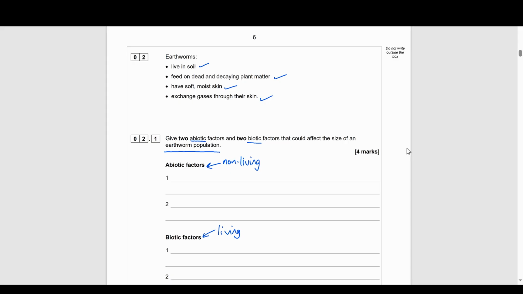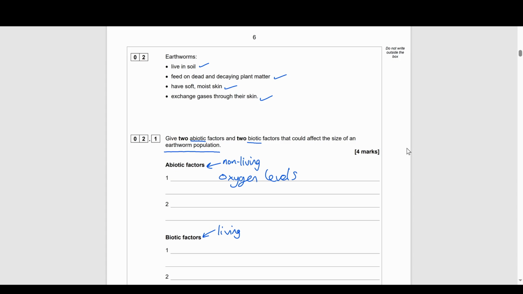Well, an earthworm is an animal. So something that's non-living that will affect an animal is definitely going to be oxygen levels. So levels of oxygen can of course cause there to be either more or less earthworms.